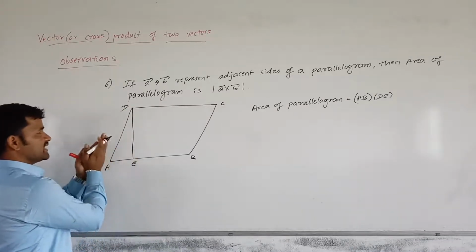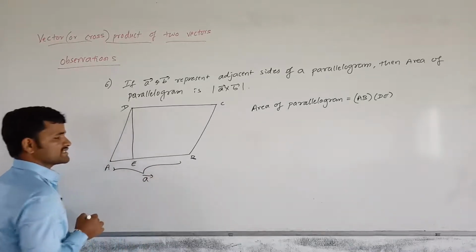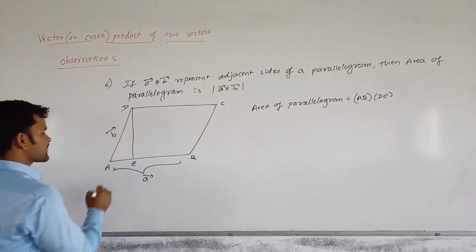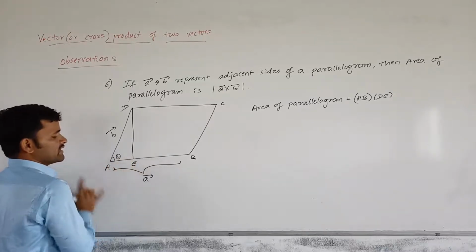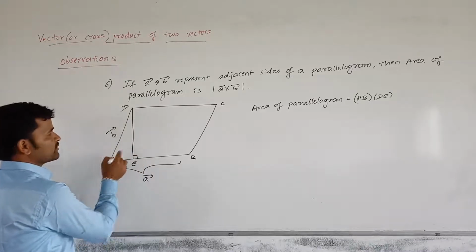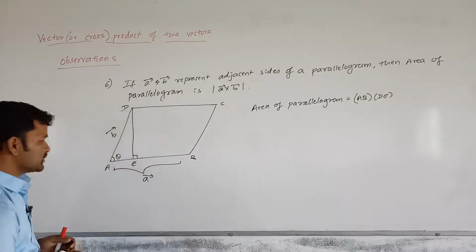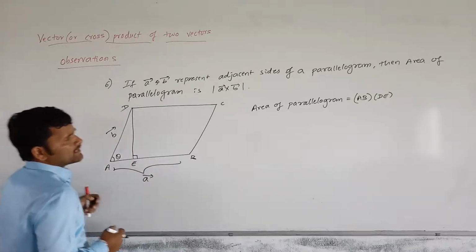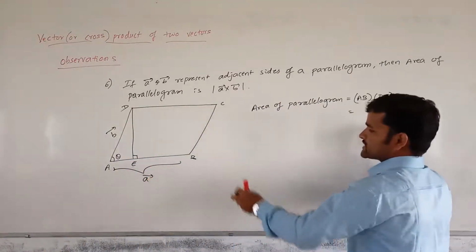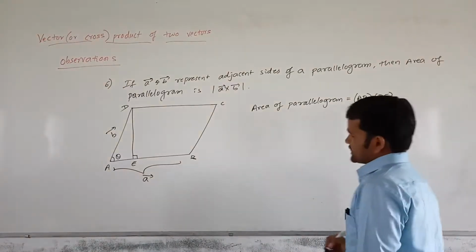Let me take AB and AD as the adjacent sides. AB, let us take, is represented by vector A. AD is represented by vector B. And theta is the angle between AB and AD. This is the height of the parallelogram, which has to be the perpendicular length. DE is perpendicular to AB. Now, the area of the parallelogram is equal to, what is AB? AB is represented by vector A, its length is the magnitude of vector A. Let us write DE as it is.